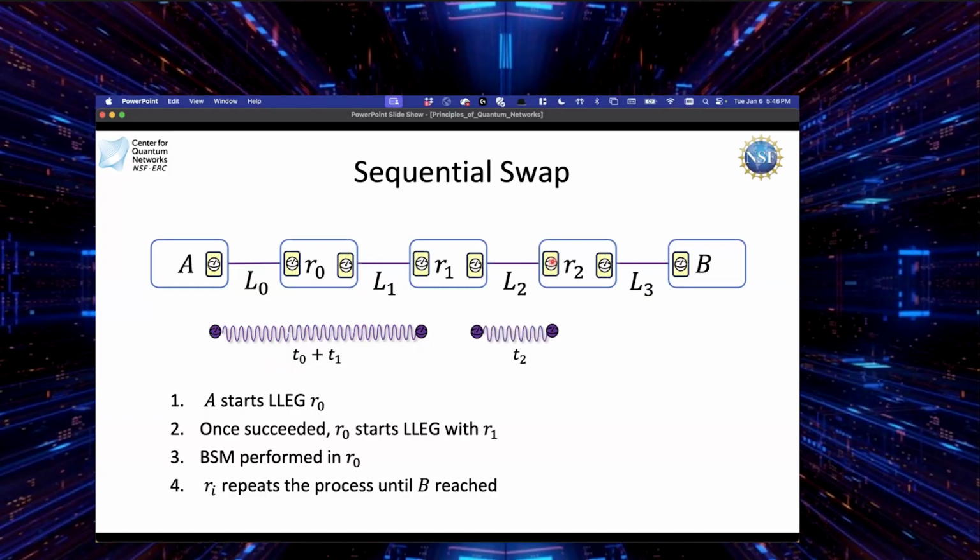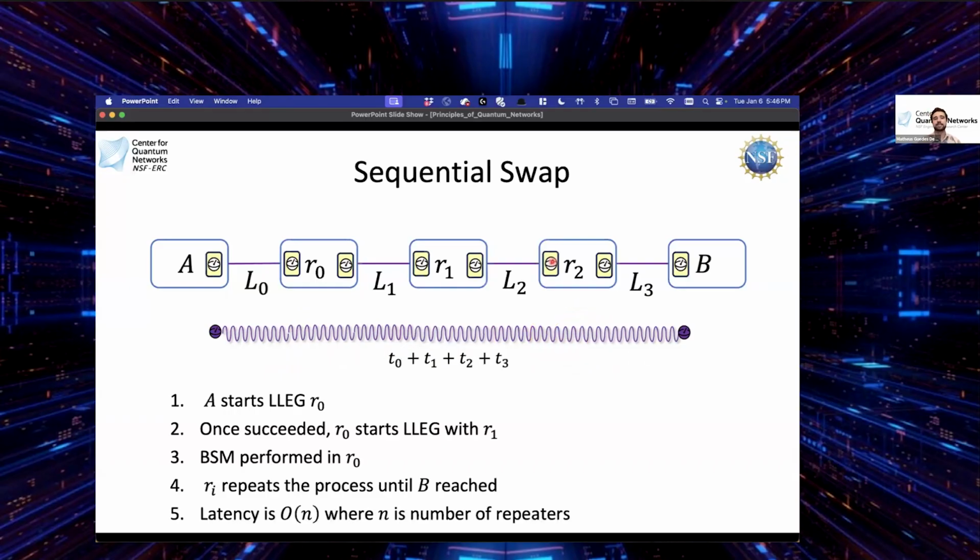This goes as follows. We generate link level entanglement between R1 and R2, which takes some time t2. We perform a Bell state measurement. Then we generate link level entanglement over the last link, which takes time t3. We perform a Bell state measurement. And finally, we generate end-to-end entanglement between A and B. The time it takes us to generate this is the sum of the times that it took us to generate link level entanglement for all links. This makes the latency of entanglement generation in this particular swapping rule linear in the number of repeaters n.